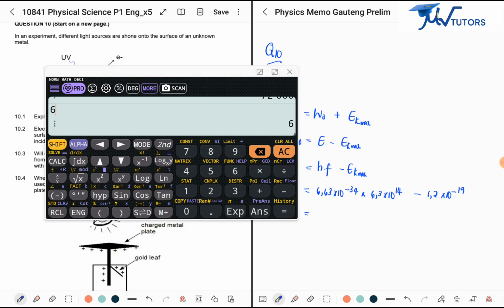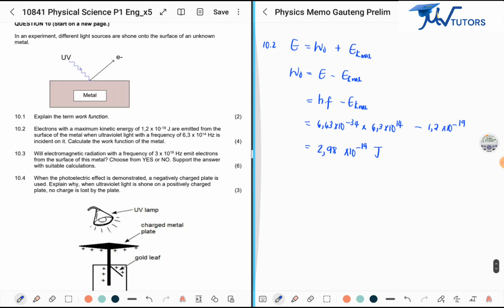So we have 6,63 times 10 to the negative 34 multiplied by 6,3 times 10 to the 14 minus 1,2 times 10 to the negative 19. Okay, so we're getting an answer of 2,98 times 10 to the negative 19, and that's joules because we're dealing with energy.